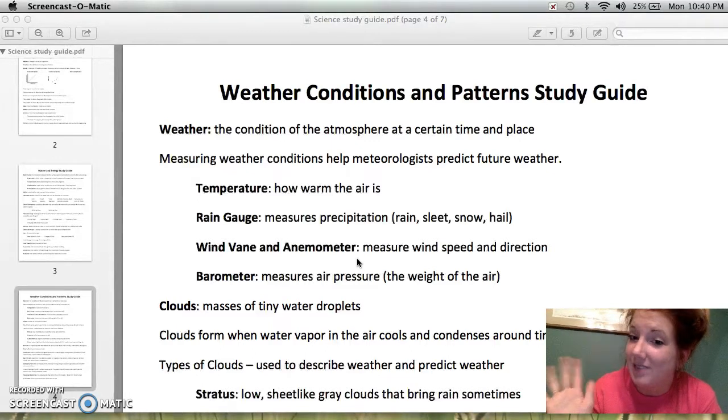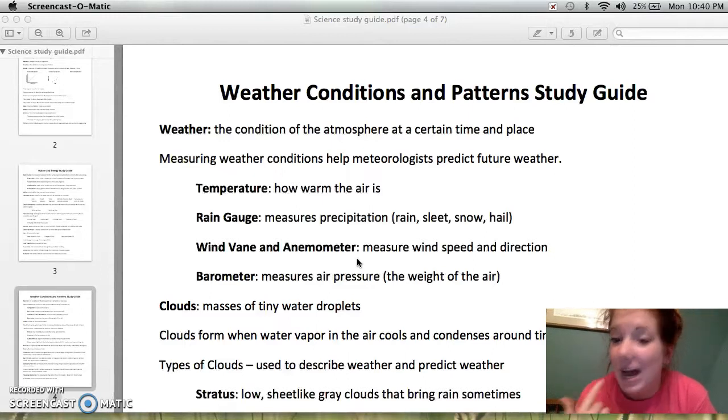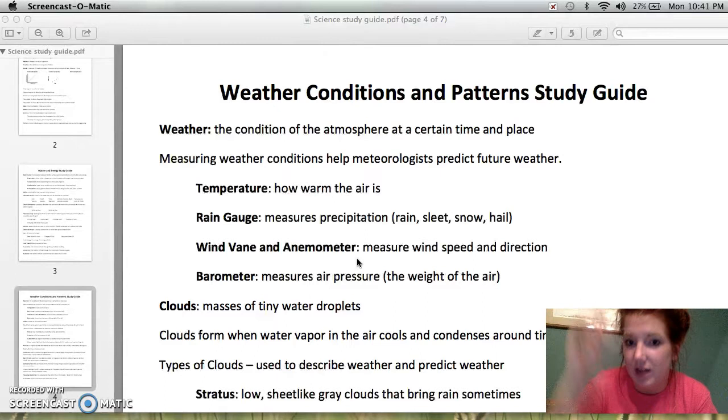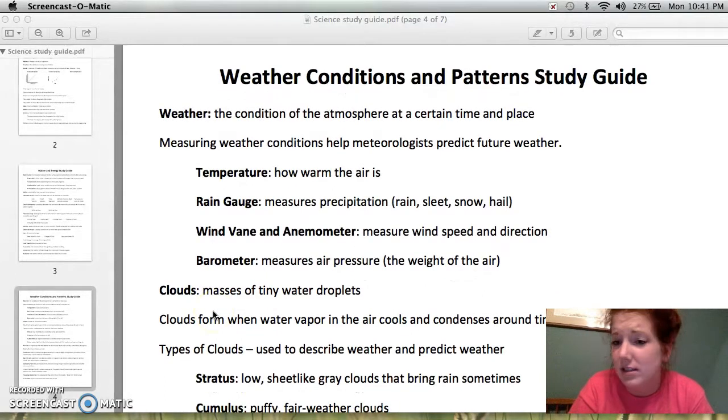High, remember, you say high and you smile, so high pressure systems, happy sunny weather. But low, when you're feeling low, it might be rainy, cloudy, like a rain cloud over your head. Rainy, low pressure system. Clouds are masses of teeny water droplets. That's condensation, which goes with the water cycle, when the water vapor cools and condenses and turns back into a liquid, or those water droplets.